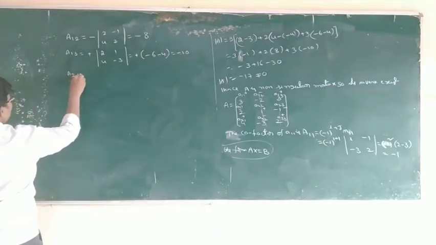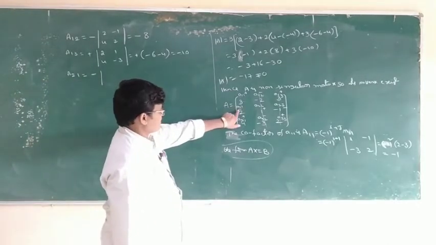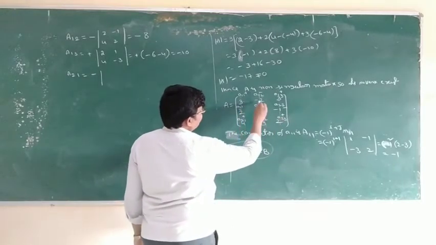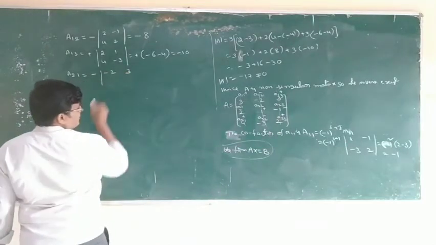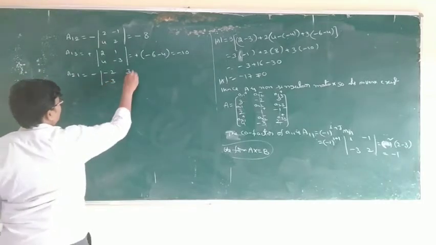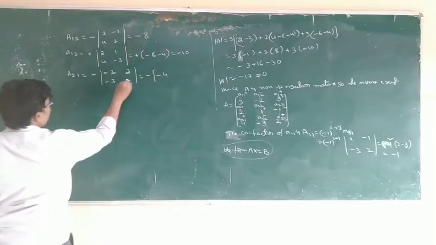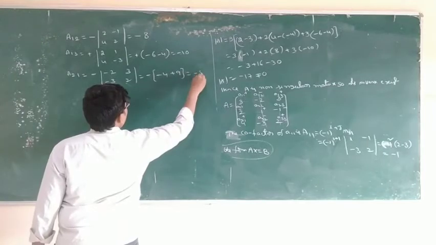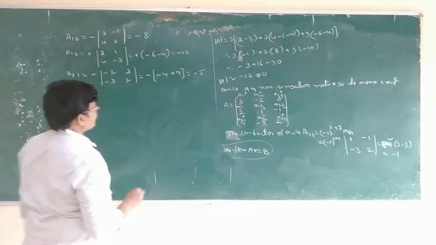Next to A21: the position is minus, with the corresponding row and column removed, remaining minus 2 3, minus 3 2. So that is equal to minus of minus 4 plus 9, which is minus of minus 2 into 2, minus 4, plus 9, that is equal to minus 5.